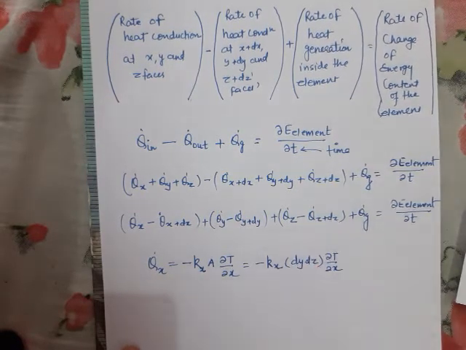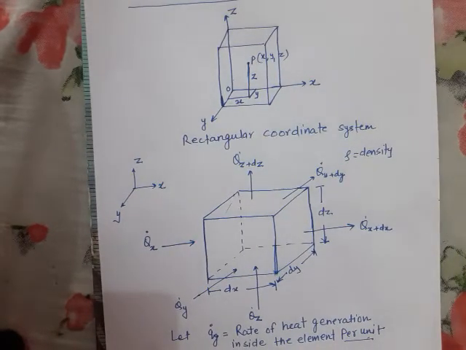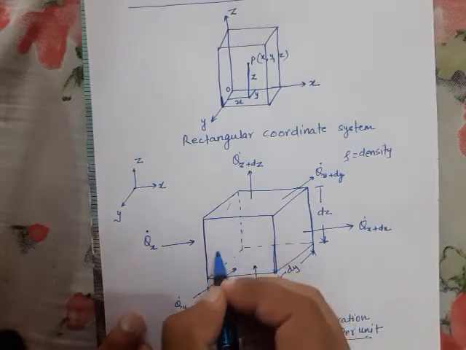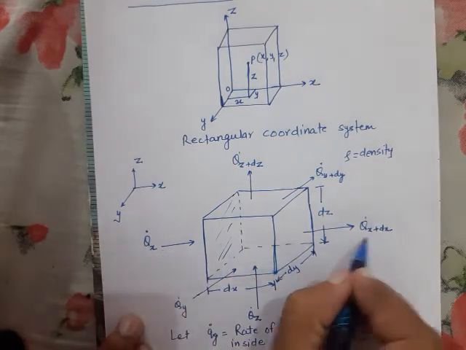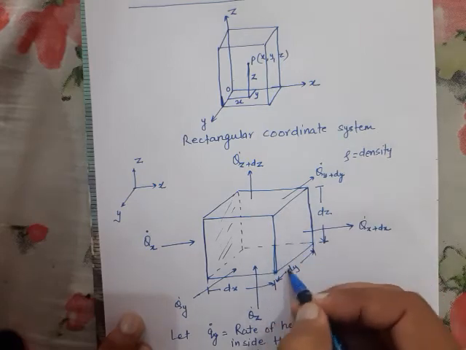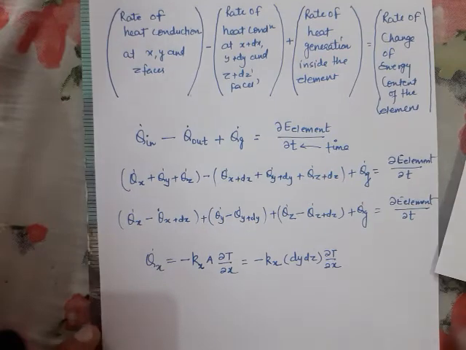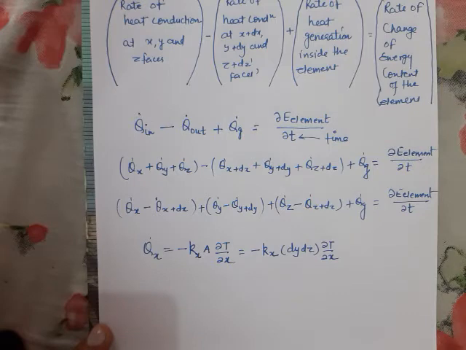Why have I written the area as dy dz? Because, as we have already discussed, in Fourier's law of heat conduction the area is always perpendicular to the direction of heat transfer. This is the direction of heat transfer, the X direction, so I need to take the area of this face, that is dy dz. So from Fourier's law of heat conduction, we can write the energy entering the control volume at X.